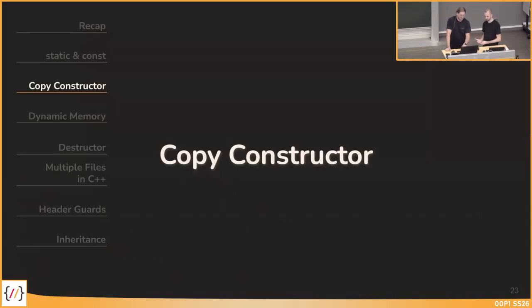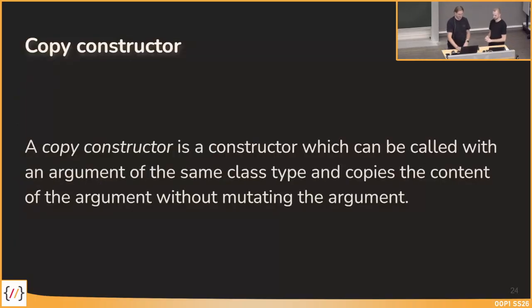Let's move on to the more interesting part, because now we are talking about the copy constructor. It's a specific type of constructor. Let's start with a formal definition of the copy constructor. We already know the constructor, which is used to create objects of a class. A copy constructor is a special constructor which can be called with an argument of the same class type and then copies the content of the argument without mutating the argument.